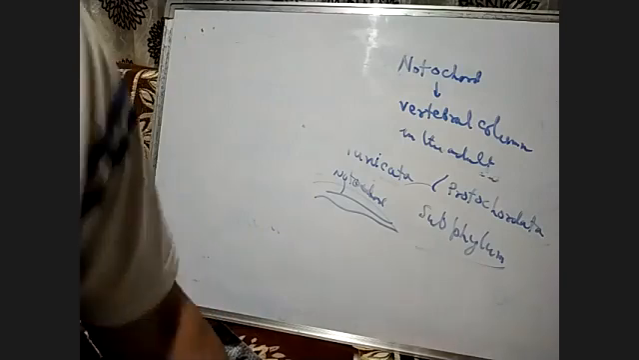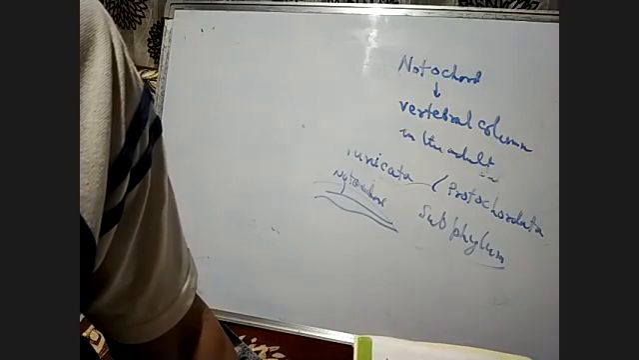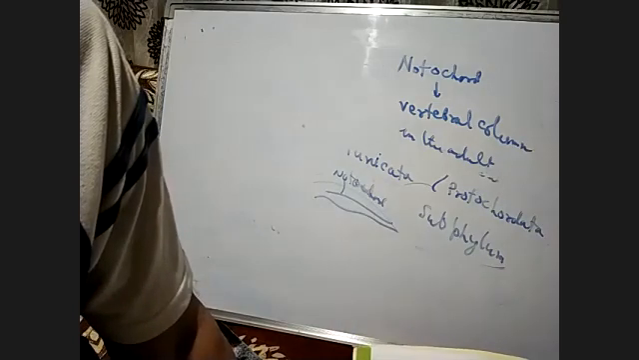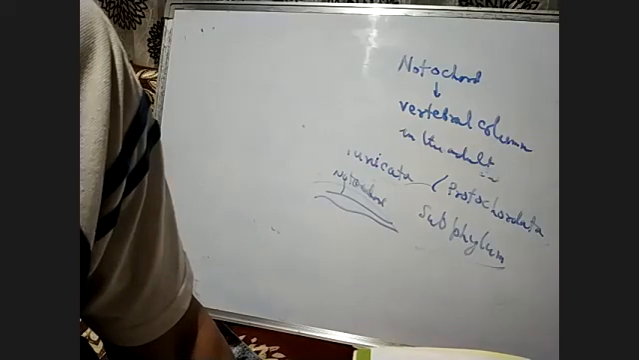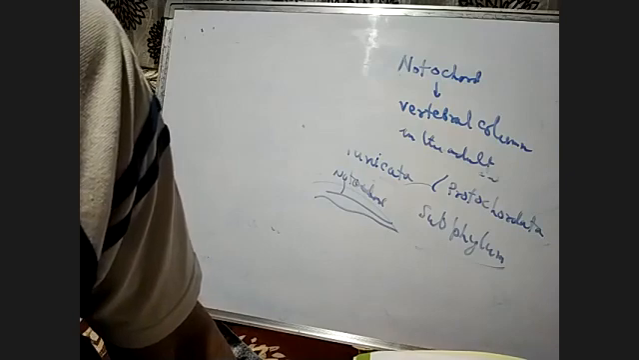Then, I told you last time that if you look at the table on page number 56, the Vertebrata is divided into 2 divisions. I told you Agnatha and Gnathostomata. Agnatha don't have jaws, and the Gnathostomata bear jaws.